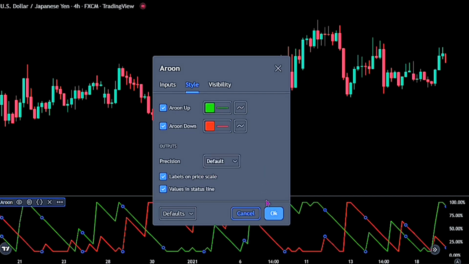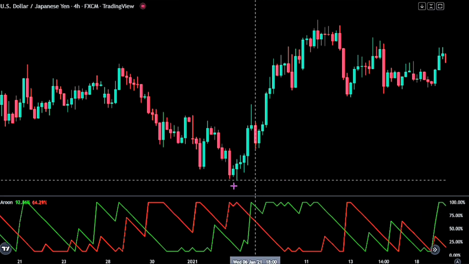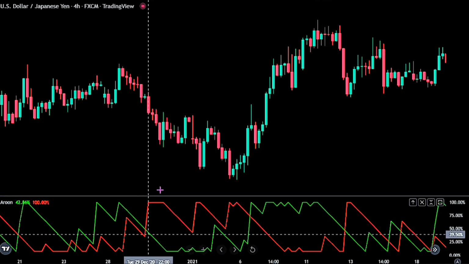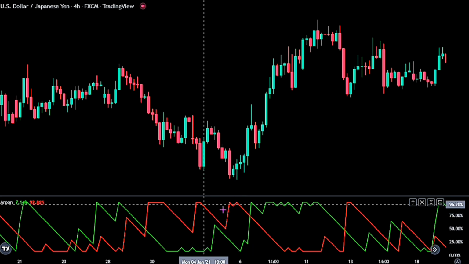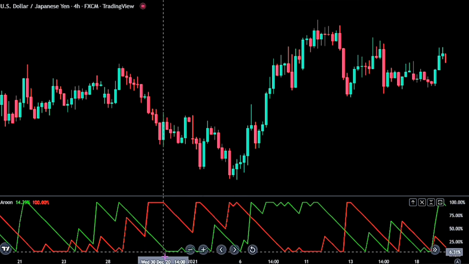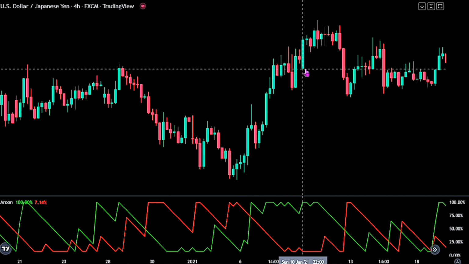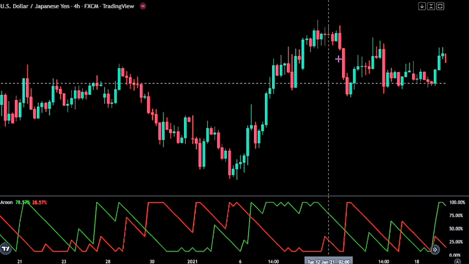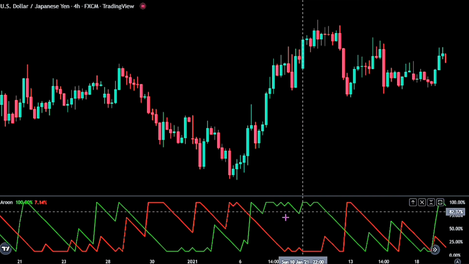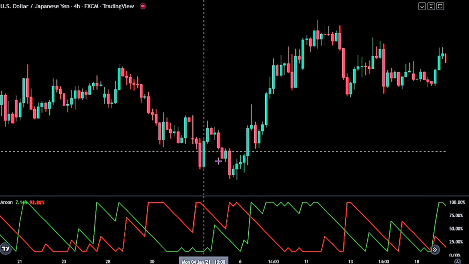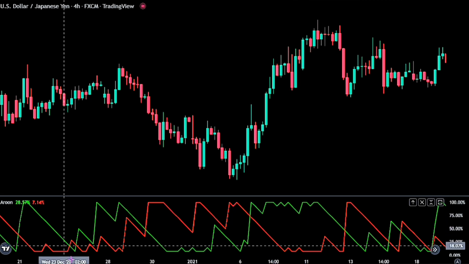Now as we all know, this indicator is intended to quantify the strength of a trend, as it has its highest values at 100 and its lowest values at 0. Most people who use it tend to take into consideration the crossover between the two lines, as the green line represents bullish momentum, and the red line indicates bearish momentum, but that is not the case for today's video.